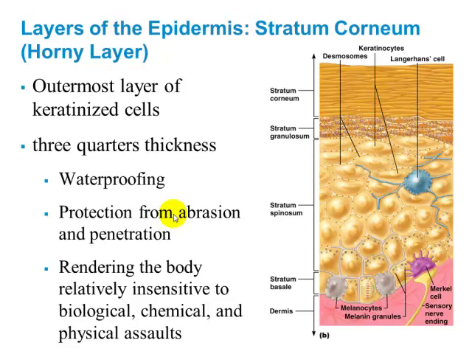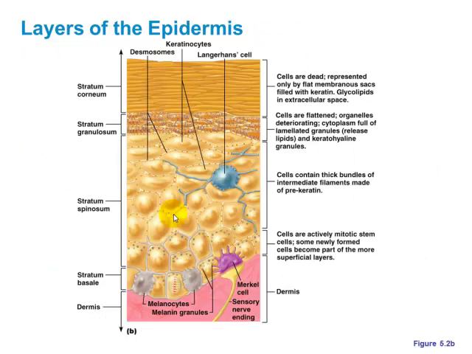So that is the epidermis. You should be able to describe and name these different sublayers as well as the different types of cells that we see throughout. So just below the epidermis is where we're going to have the dermis.